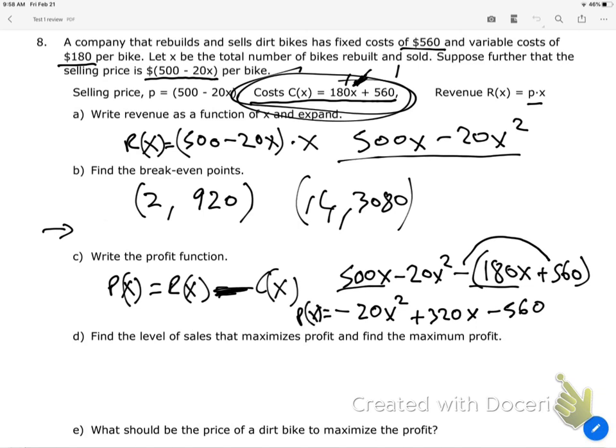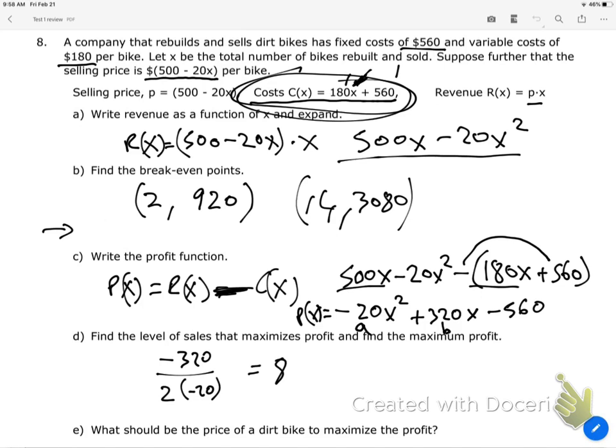Now, the level of sales that maximizes profit is you doing negative b over 2a. So remember, a is negative 20, b is 320. So negative b over 2 lots of a is 320 over 40. Is that going to give me 80? Or 8? Oh, no, 8. Yeah, 320 over 40 is 8. So that's the level of sales that maximizes profit, selling 8.